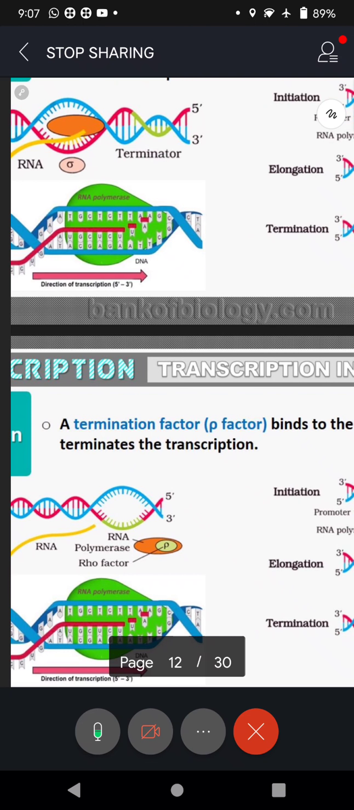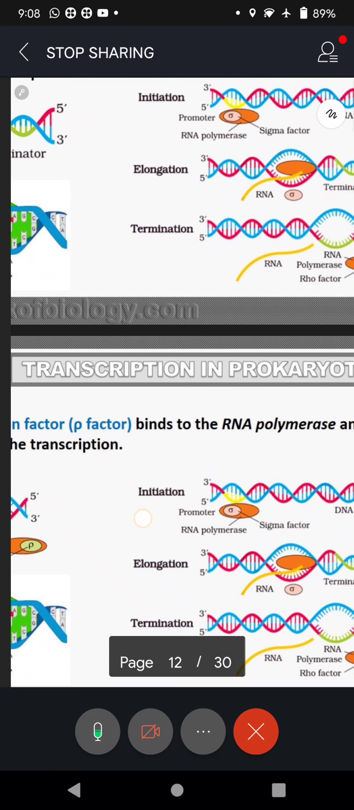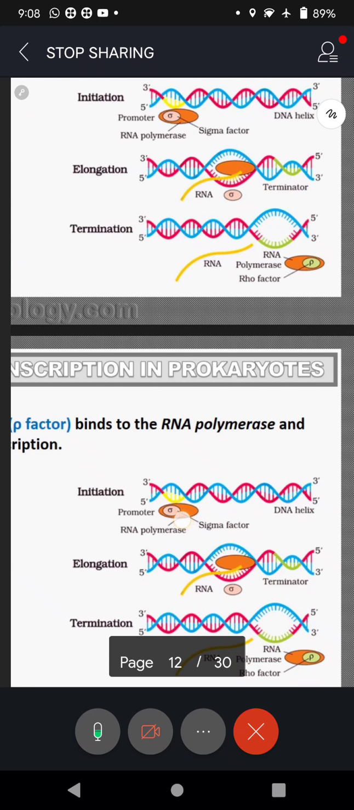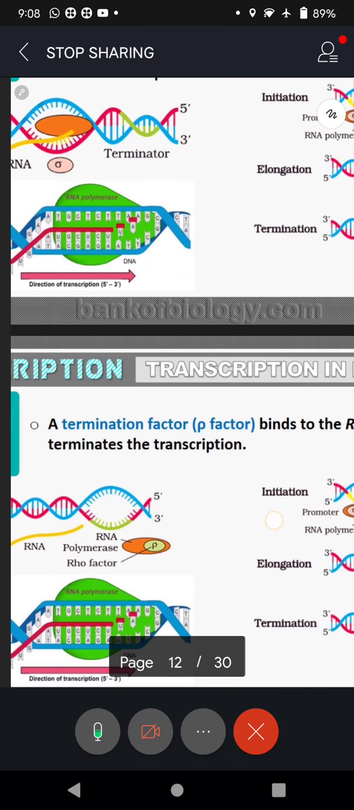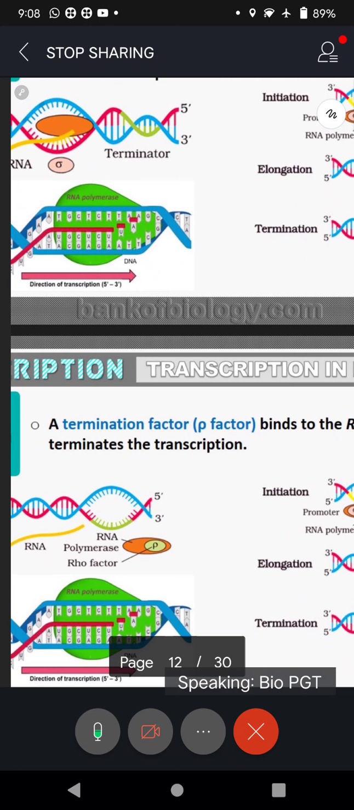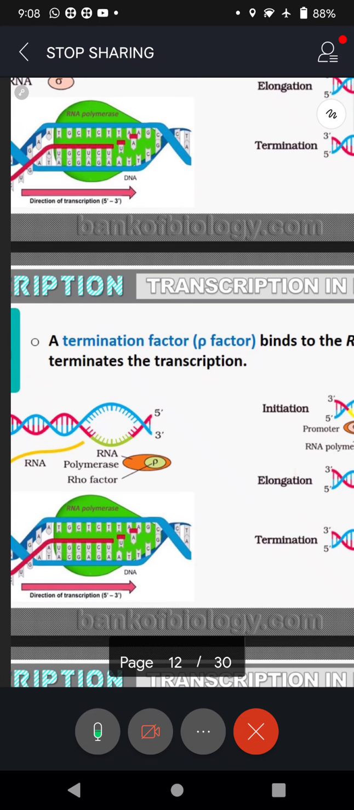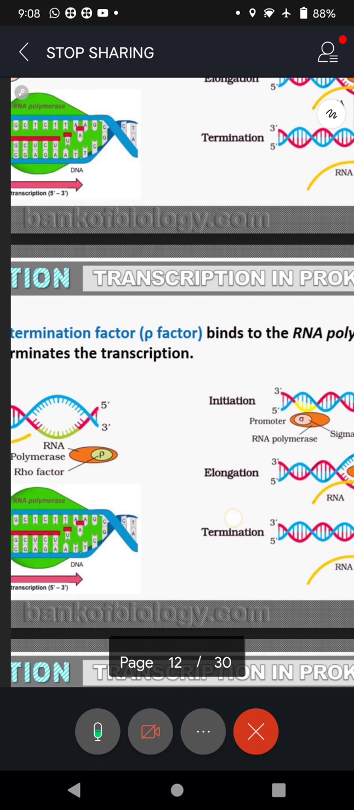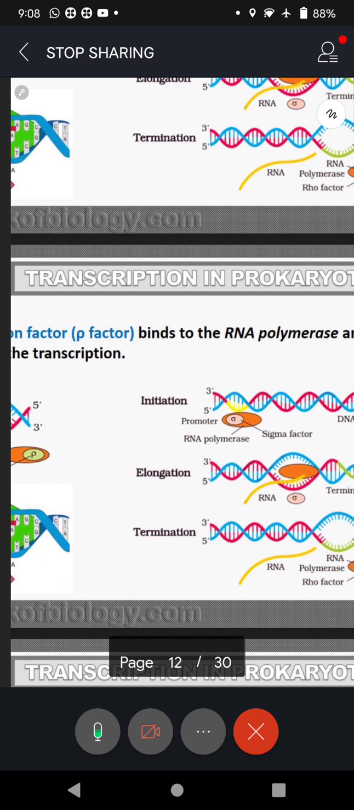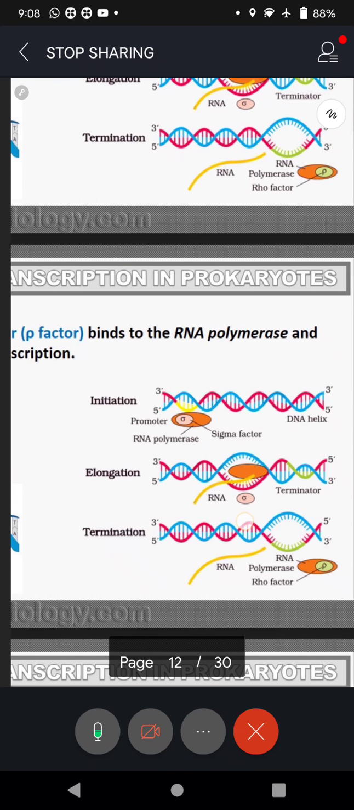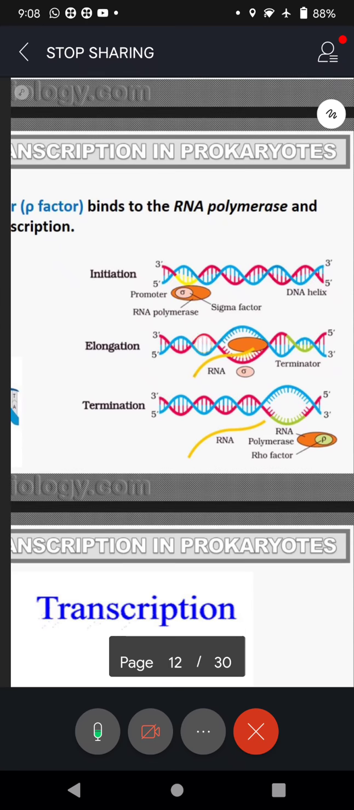Already we said the termination factor, Rho factor, binds to RNA polymerase and ensures termination, isn't it? There has to be termination. Look at that. So once the termination takes place, then only the RNA molecule is formed. Hope it's clear?